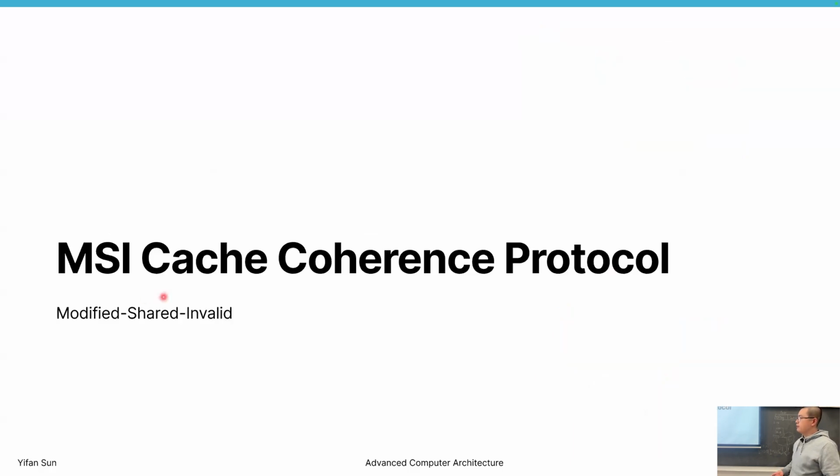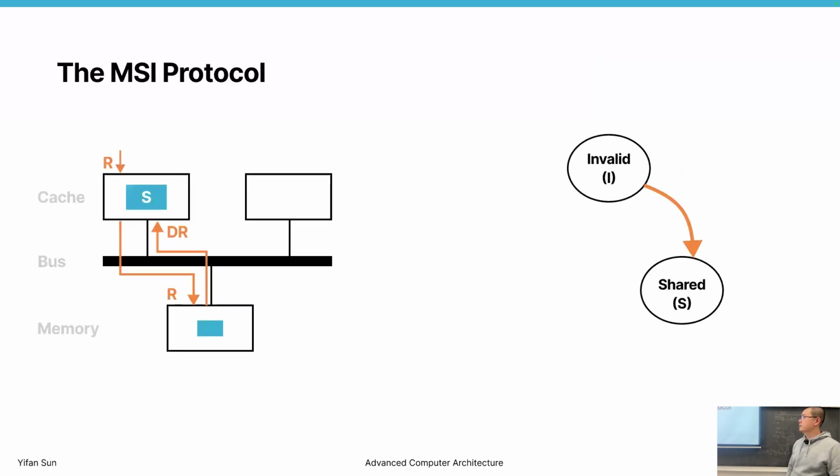Okay, so to solve this problem, we just make it slightly more complex. We expand the V state into two states, M and S, so the protocol stands for modified, shared, and invalid cache coherency protocol. For read, nothing special. We read the data, we get the data ready, we mark it as shared. Although it's not necessarily shared, we just mark it as shared state. Shared means it can potentially be shared. Okay, we mark it as shared.